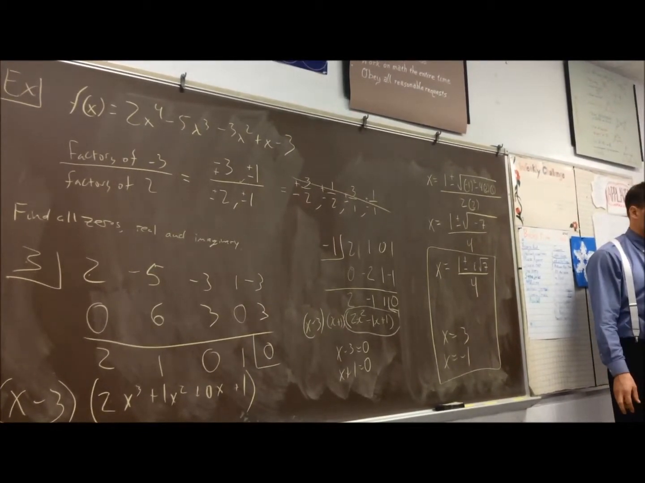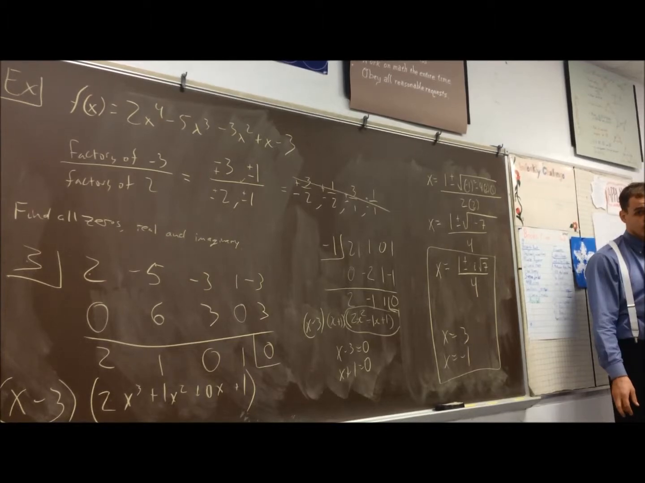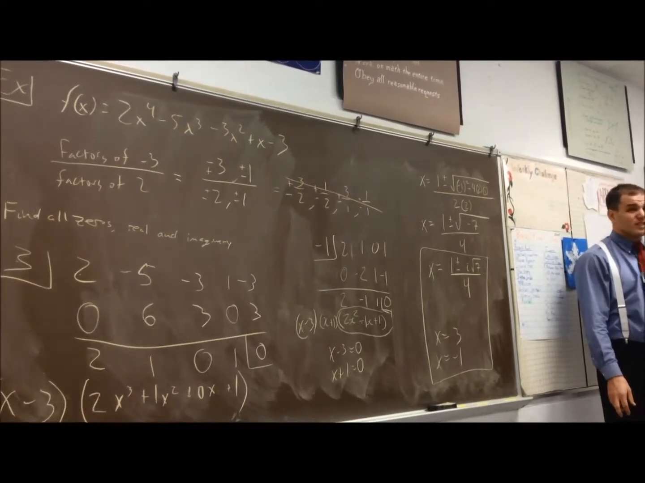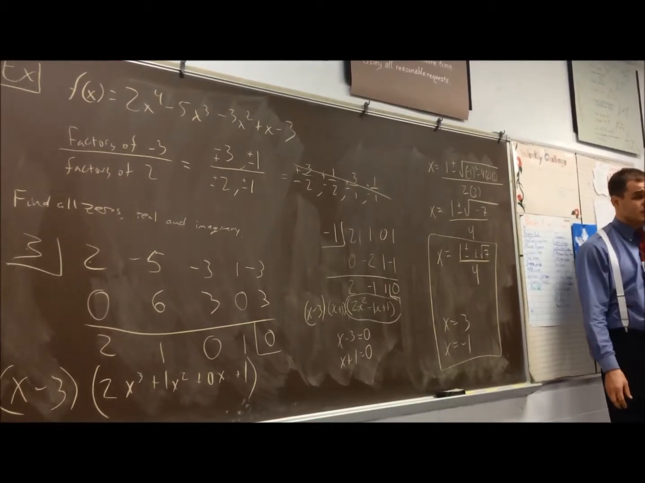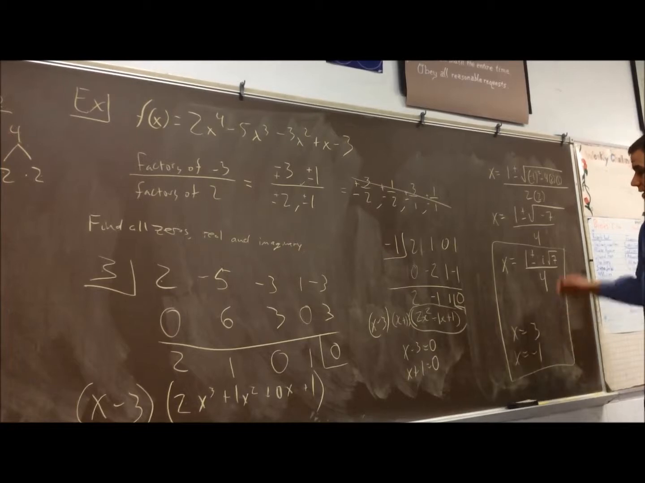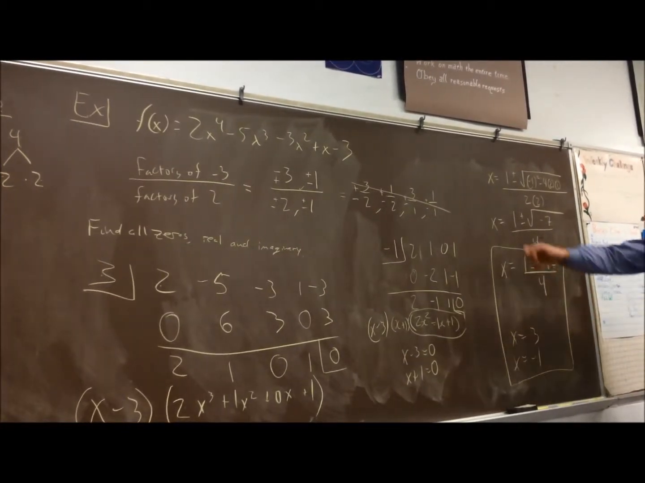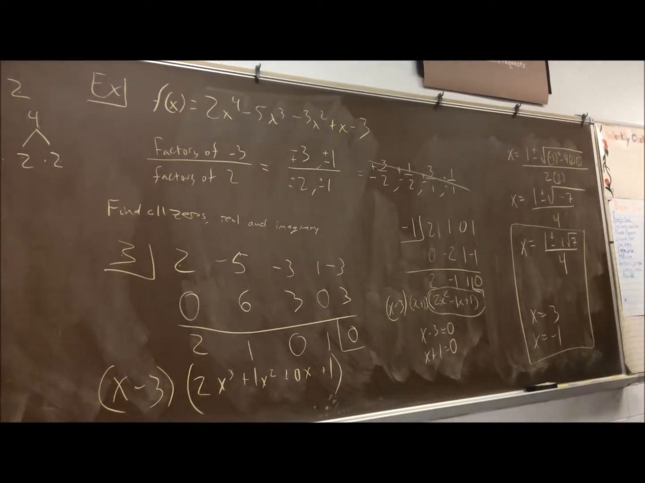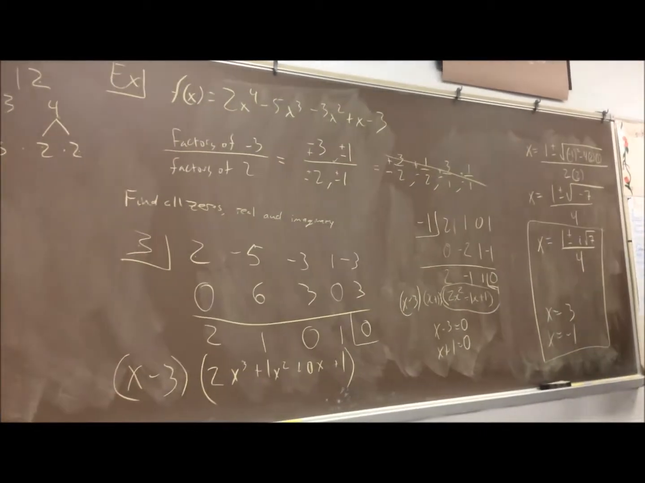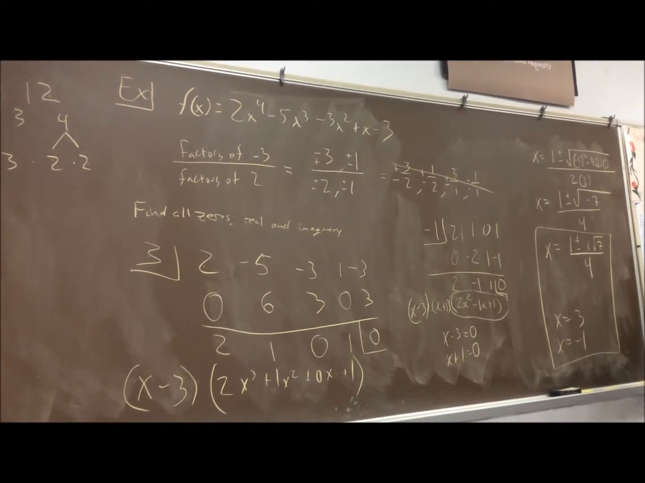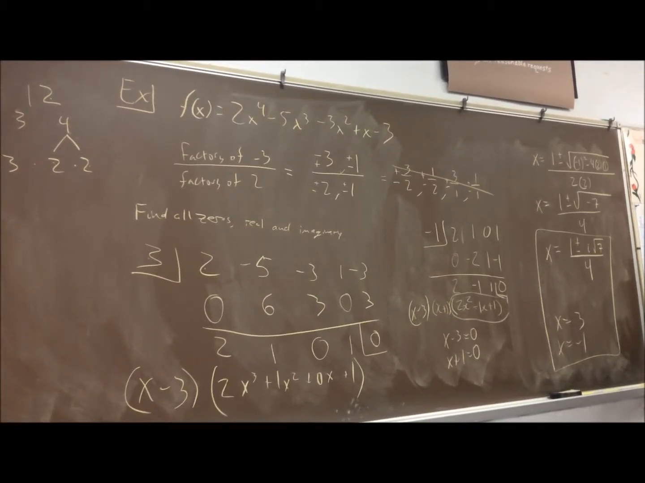Long process. Is it super hard? Not really. It's just long. That's all it really is. It's bringing together a lot of different things we've done. Imaginary numbers. Synthetic division. Our new rational zero theorem, but just kind of pulls it all together. All right. That is how you find the zeros.